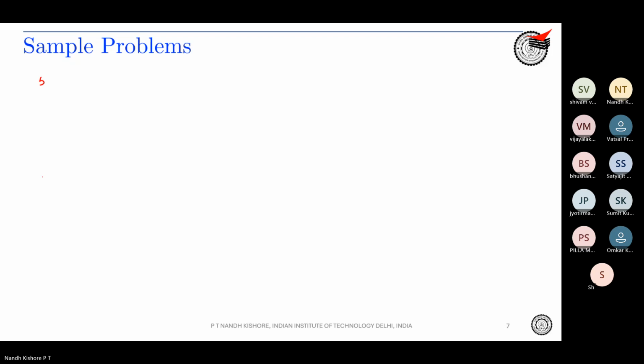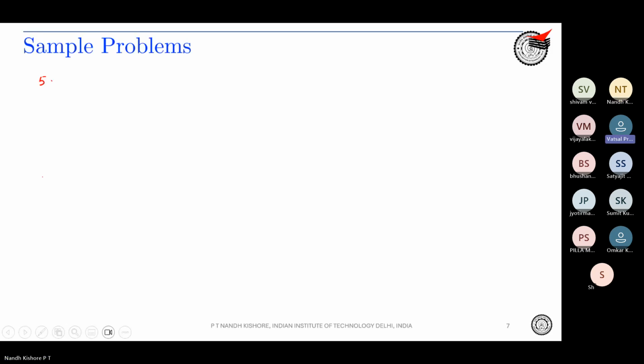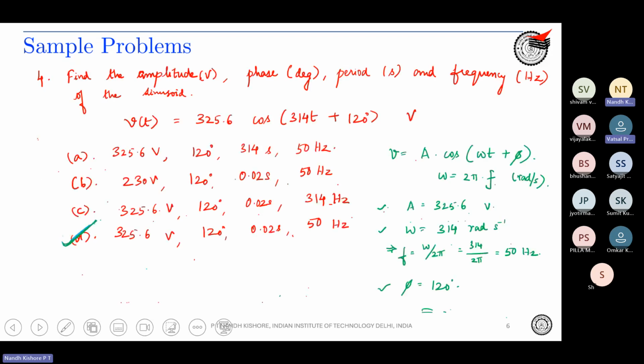Sir, I haven't done the previous question. In that question, all the phase angles are given as 120 degrees. But if the angles in the options are not all equal, do we have to convert the cos function into sine and then give the answer for the phase angle?